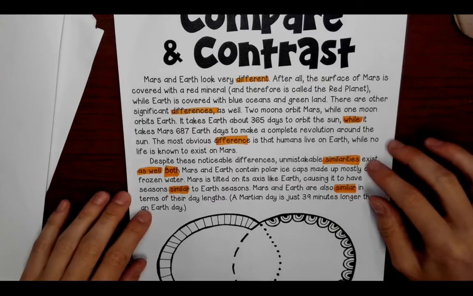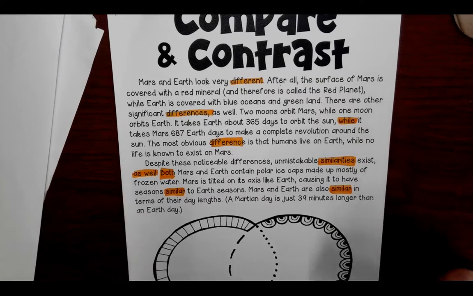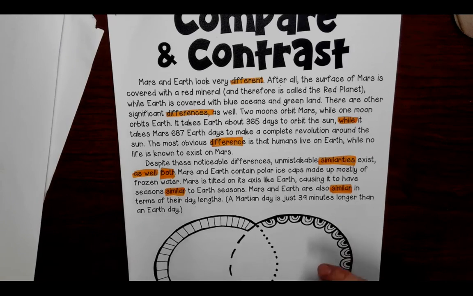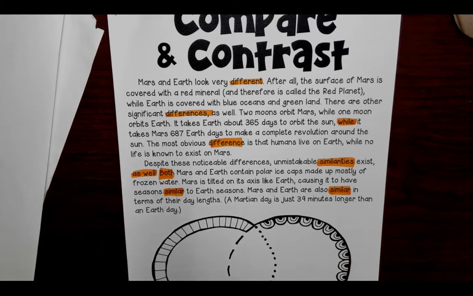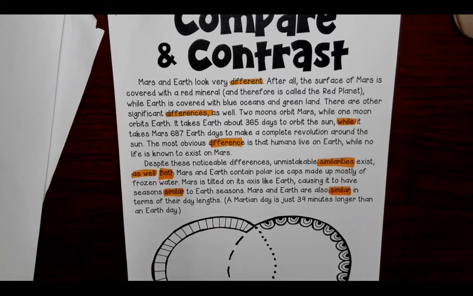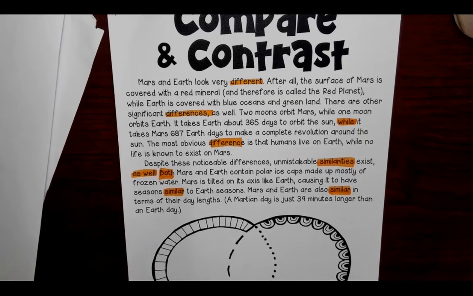And you should see a paper that says compare and contrast with 2 short paragraphs and a Venn diagram on the bottom. As you can see, I have highlighted some keywords. You can pause this video and underline and highlight those, or you can do it while I read. I'm going to read this to you, and I want you to follow along as I do so.